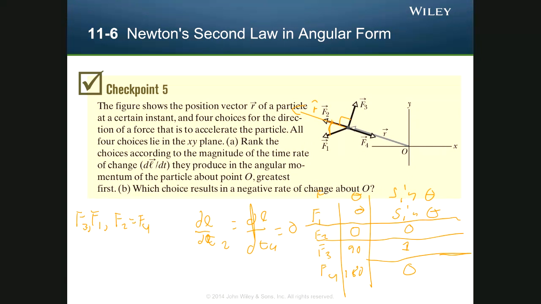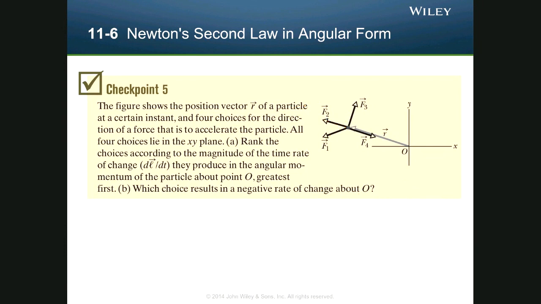Now, before I give everything away, which choice results in a negative rate of change about the origin? I gotta look and think. So everyone, look at part A for a minute. Are there any questions on part A before we go to part B? No. Okay, good. Because I think part B is pretty obvious. That should be a hint. I'm hoping it's obvious.